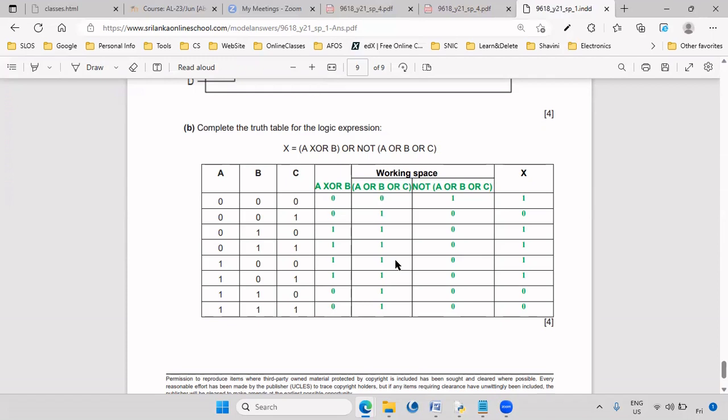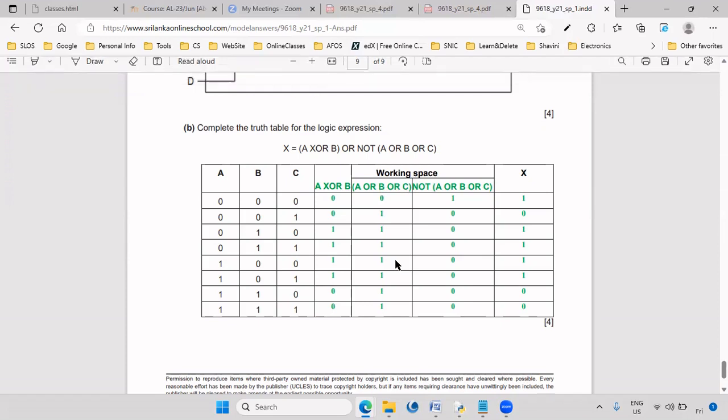Then A OR B OR C. You can straight away take this as A OR B OR C. If any one is 1, then it's 1. So here there's a 1. Here there's 1. Yeah, all these have 1s. Only this is the one that has no 1s. All 3 zeros. All the others have a 1. So it's 0 and the others 1s. Then NOT (A OR B OR C). So the opposite of this. Not 1, and all the others 0.